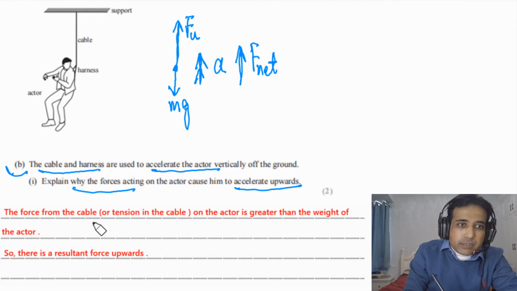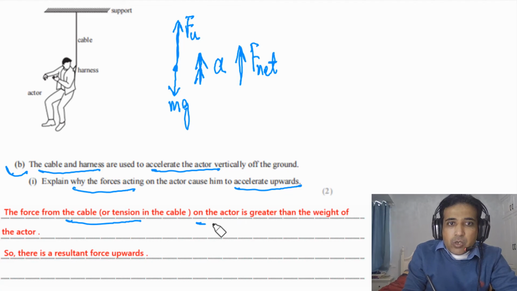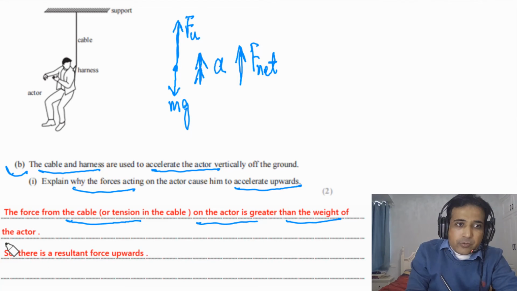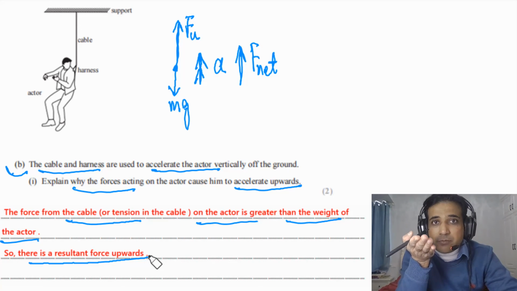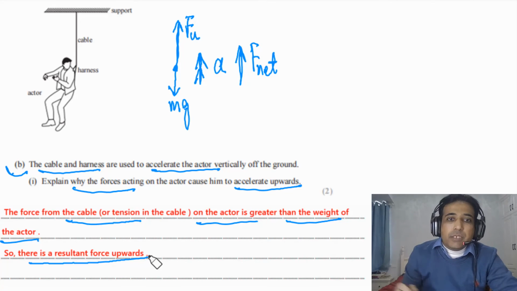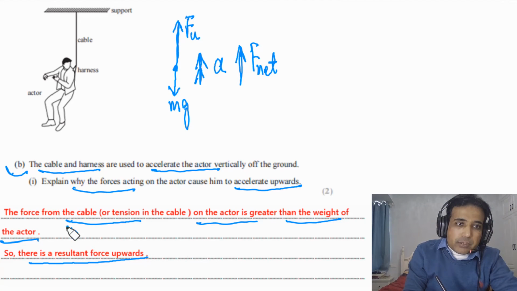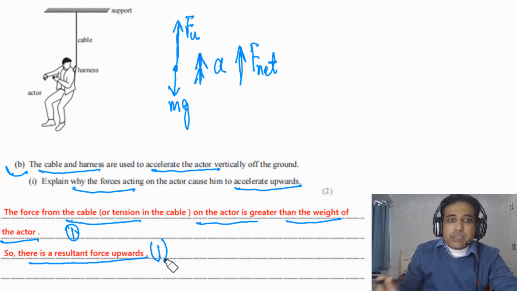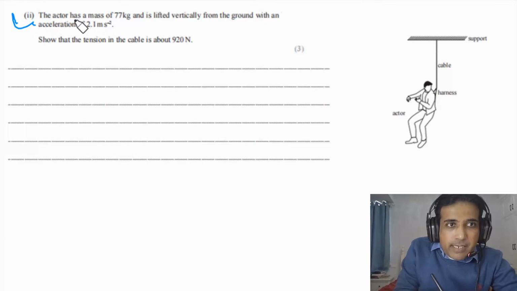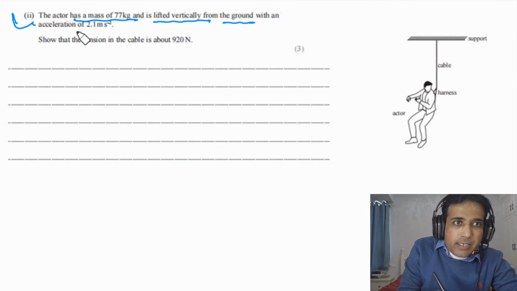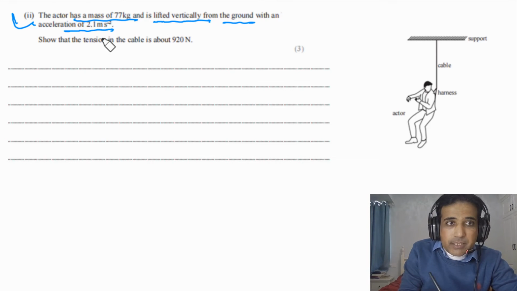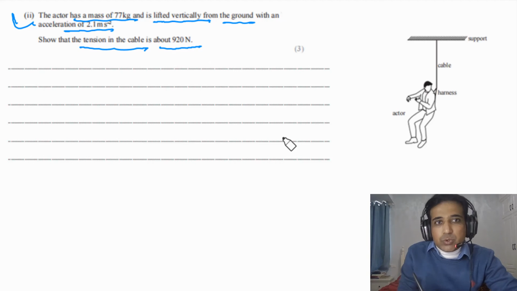In the answer we can say the force from the cable on the actor is greater than the weight of the actor, so there is a resultant force upwards. That's the reason this actor will accelerate upwards. If we have written these 2 points, you will get 2 marks, one for the first point and the second mark for the second point. The second part says the actor has a mass of 77 kg and is lifted vertically from the ground with an acceleration of 2.1 meters per second squared. Show that the tension in the cable is about 920 newtons.